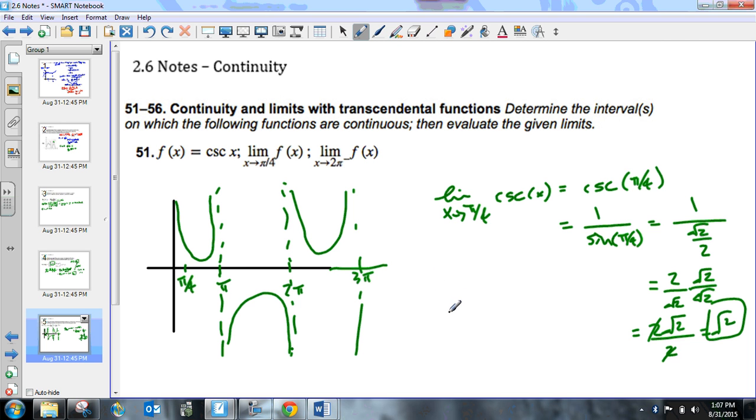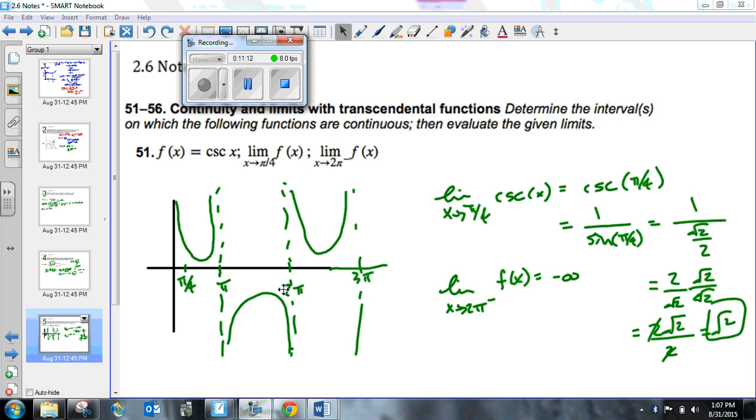The last one is: what's the limit as x approaches 2 pi from the left of cosecant? As we approach 2 pi from the left, we're approaching negative infinity. So guys, go back and watch this and make sure you understand what's going on. This is pretty important. When you have a continuous function, we need to know what that looks like. But go ahead and get started on the notes, and please get started on the homework.